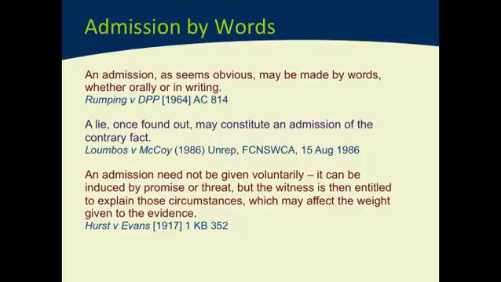So, if you were to say to somebody, tell me the truth or I will beat you, and they then tell you what you want to hear, you would be entitled to go into the court and say, this is what he told me. But then the other party would be entitled to go into the court and say, I only said that because he threatened to beat me. And then it would be up to the court to determine whether the admission should be given any weight in terms of the case or not.